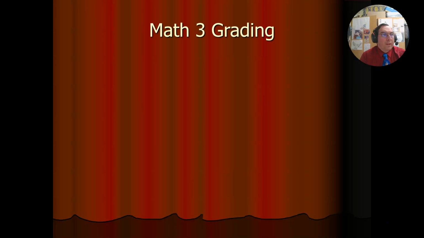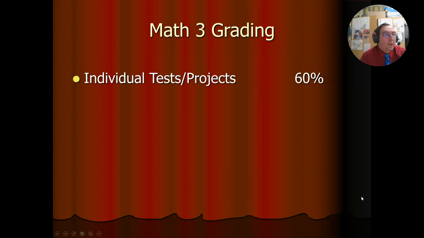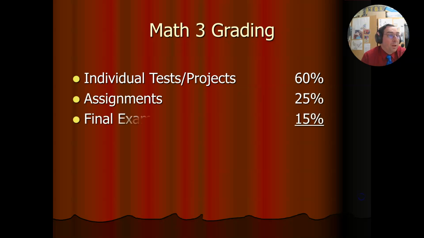So the first thing I'd like to talk about is the grading that your students will be graded on. Individual tests and projects make up 60% of the grade. Assignments are 25%, and the final exam is 15%. And if we add that up, that should be 100% if I did my math right.